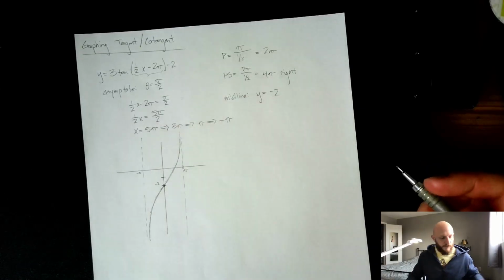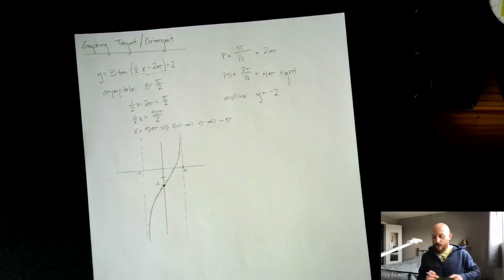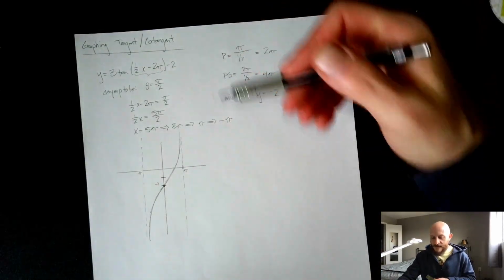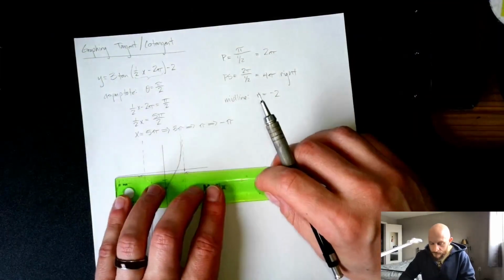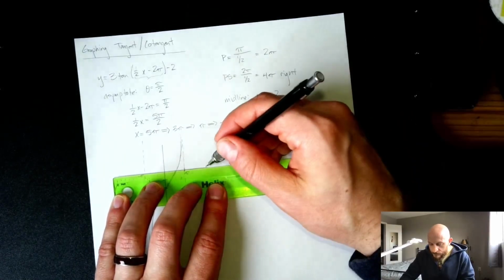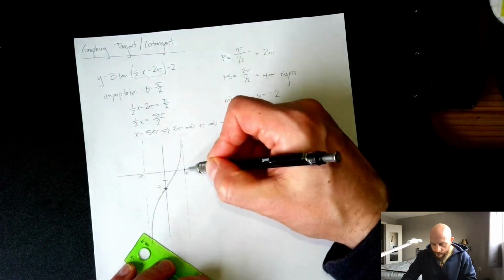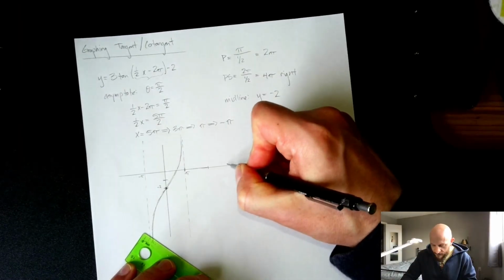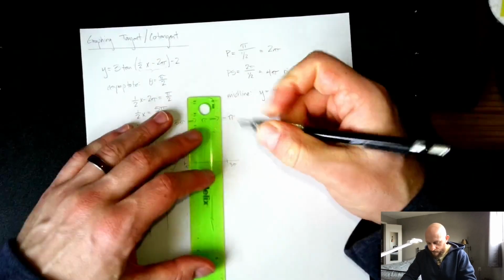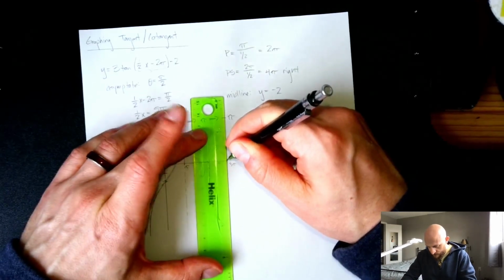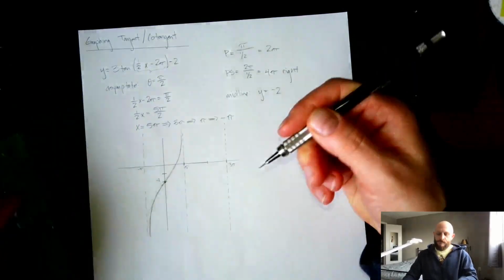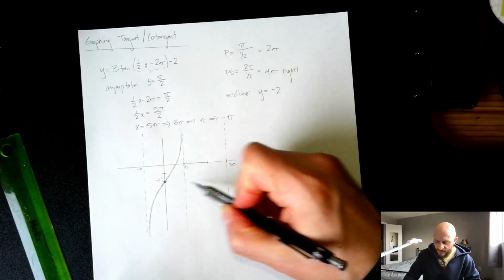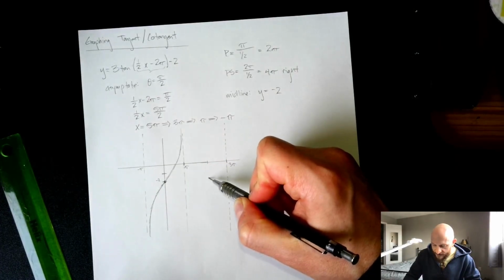So if we wanted to draw another period, I would do a similar idea. The next asymptote after pi is 3 pi. So here's pi, here's 2 pi, here's 3 pi. So there's an asymptote there. And same thing, the graph of tangent is going to cross the midline here at -2, and it's just going to mimic exactly what we already did.